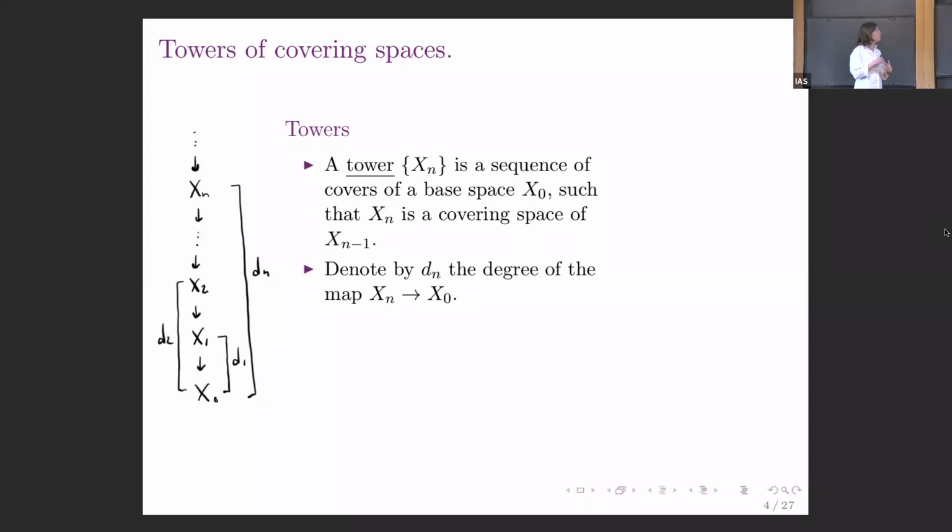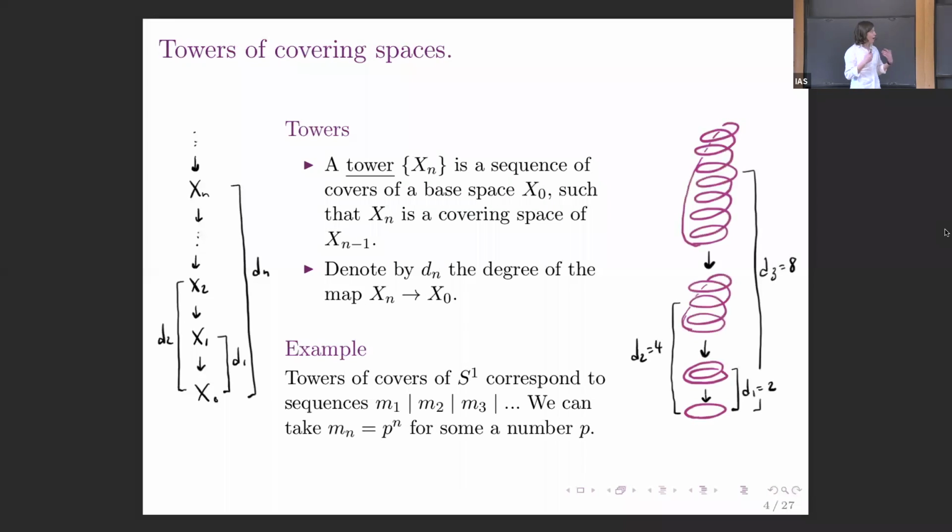Okay, so I'm not just going to study covering spaces. In the title, there's towers of covering spaces. So what's a tower? Well, it's a sequence of covers of a base space X naught, such that each space in the tower is a successive covering space of the previous one. And I'll be interested in the degree of these covers, but not in the degree from X2 to X1. I'll always take the degree relative to the base space. So I've written it here. D1 is the degree between X1 and X0. D2 is the degree between X2 and X0, et cetera, et cetera.